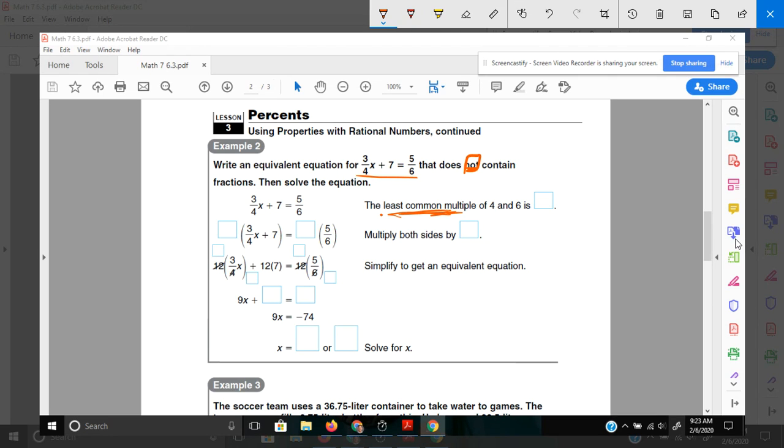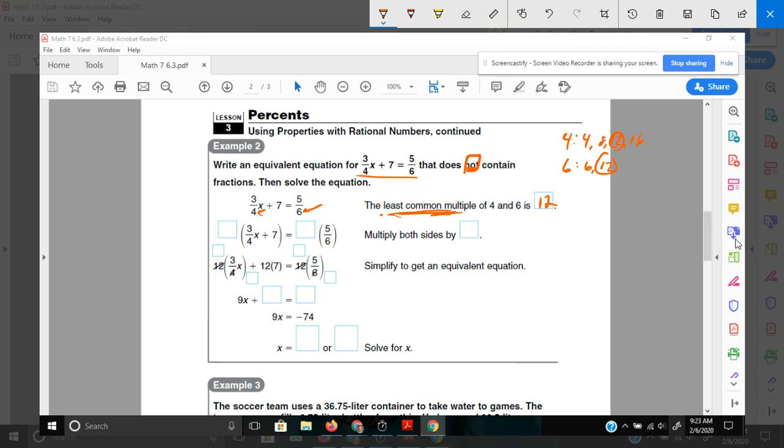Okay, so I'm looking at my fractions here. I'm looking at 4 and 6, because those are my denominators. I'm going to use the least common multiple of those, which would be, let's see, multiples of 4 would be 4, 8, 12, 16. Multiples of 6 would be 6, 12. Ooh, I found it. The least common multiple of those is 12.